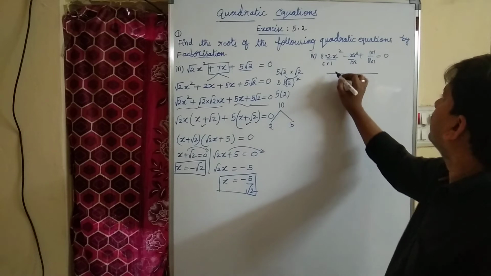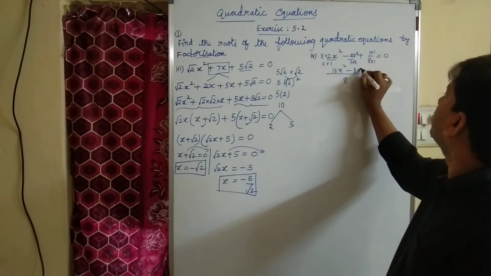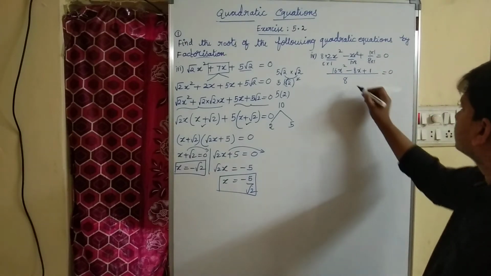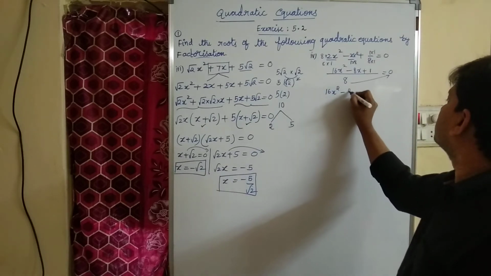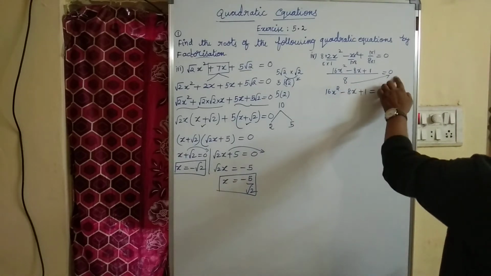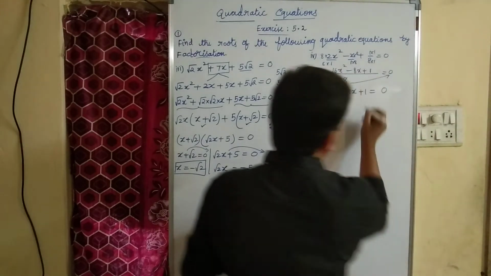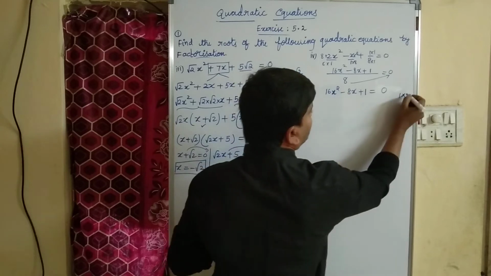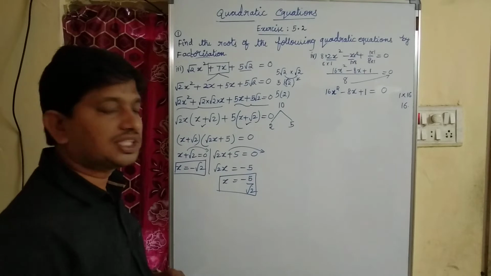So 8 into 2, 8 2 are 16x square minus 8x plus 1 equal to 0. Cross multiplication, children: 16x square minus 8x plus 1 equal to 8 into 0, it becomes 0 only. Now the constant is 1 here into coefficient of x square is 16. So 1 into 16 is equal to 16.